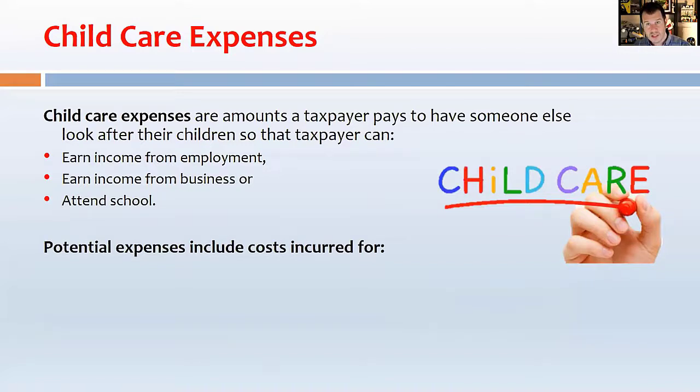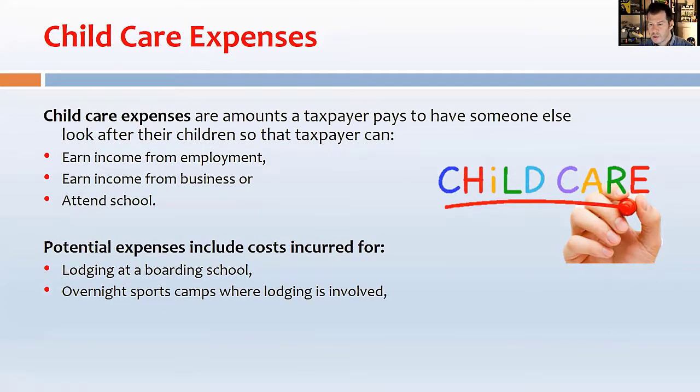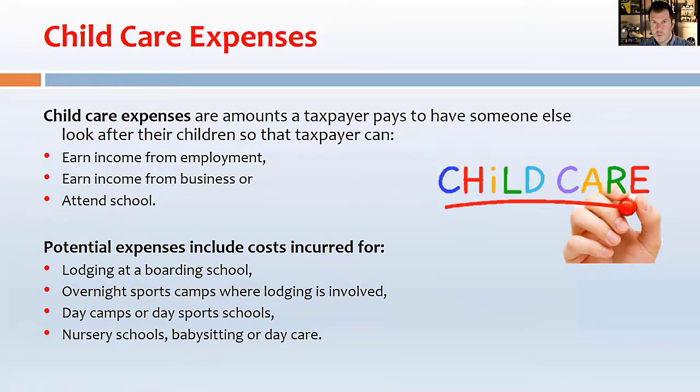So here are some potential expenses that you may be able to include. Lodging at a boarding school. This does not say private school, it's boarding school. Overnight sports camp, where there's some kind of lodging involved because you're overnight. Presumably they're not sleeping out in the bush. Day camps or sports school. Now there are certain limitations on day camps. We'll talk a little bit about the limitations. Nursery school, babysitting, daycare. Daycare is one of the most common ones, obviously.